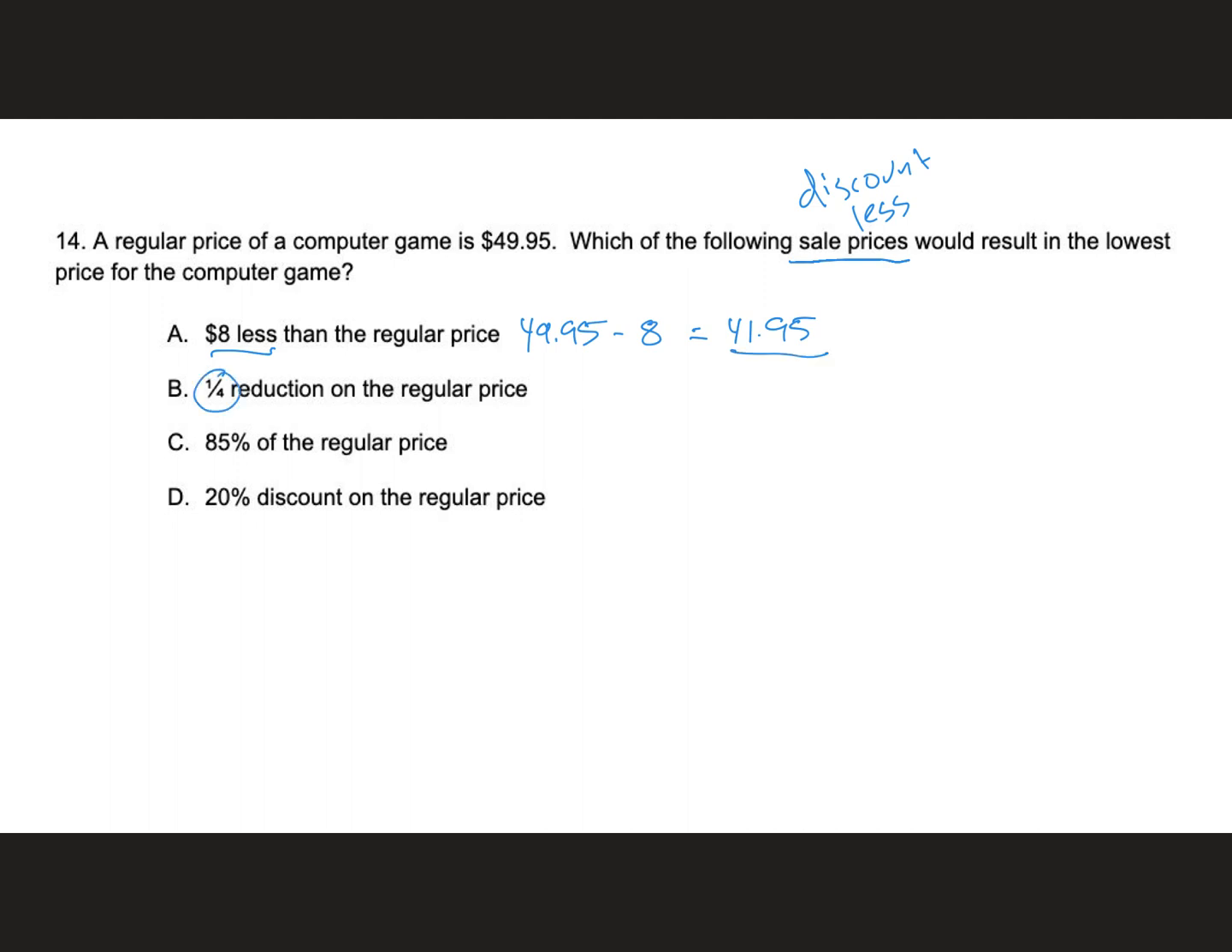1/4 of a reduction is going to be $49.95 times 1/4. So 1/4 is the same as 25%. So it's 25% less. So I'm going to multiply by 0.75 in this case because it's 100% minus 25%. And I've got a calculator here, so I'm just going to do it quick. 49.95 times 0.75 equals $37.46.